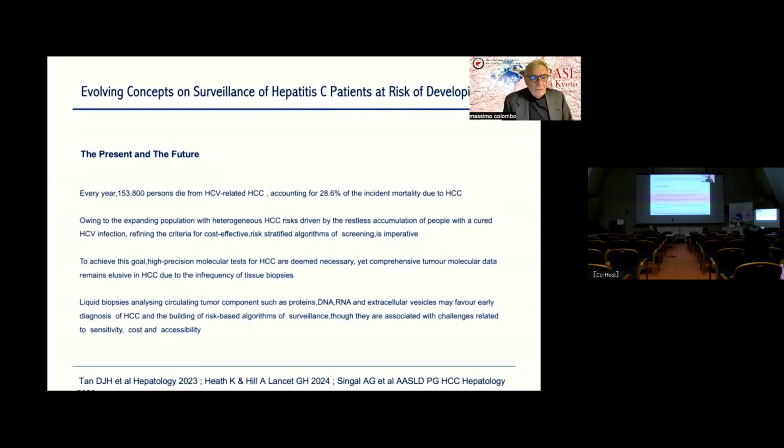To achieve this goal, we need high-precision molecular tests for liver cancer, which unfortunately are not available, because comprehensive tumor molecular data remains elusive in this form of cancer due to the infrequency of tissue biopsies. Liquid biopsies might serve the scope of obtaining data from circulating tumor components like proteins, DNA, RNA, extracellular vesicles, which might favor early diagnosis and, why not, help in building up risk-based algorithms of surveillance. However, these are associated with challenges related to sensitivity and mainly to cost.